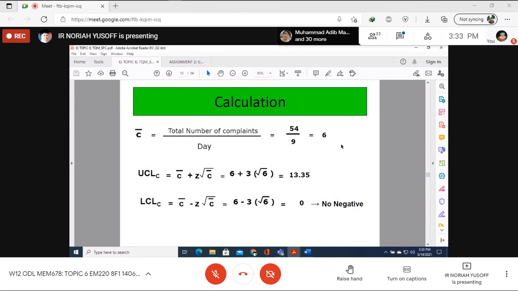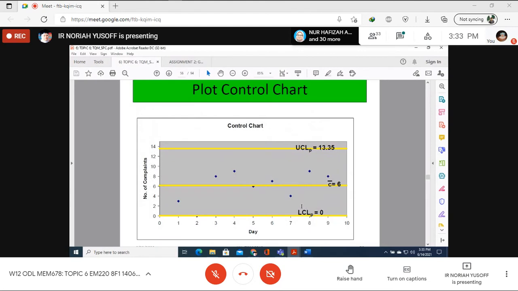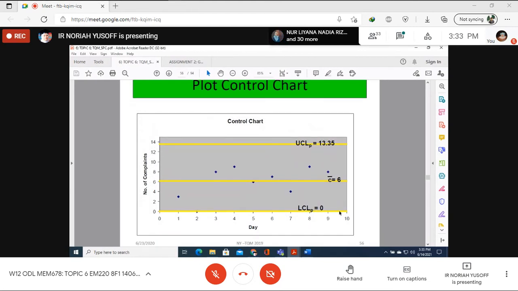6, the sigma value of the C bar is actually square root of the 6 value. So substitute into the formula je lah. Okay, katalah you dah ready calculated, you tak payah guna formula ni. Z you multiply dengan standard deviation terus. So you dapat ni. So since there is no negative value, if you want to plot the chart, if you obtain the negative value, you just use 0. No negative, okay. So plot kat sini. So in this case, number of complaints still within the control. Maksudnya still acceptable lah the process tu.